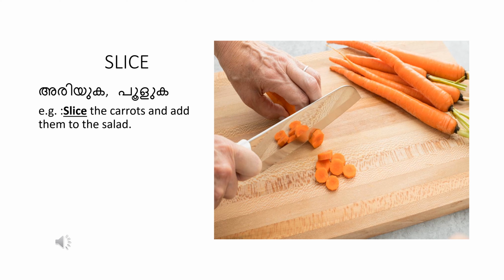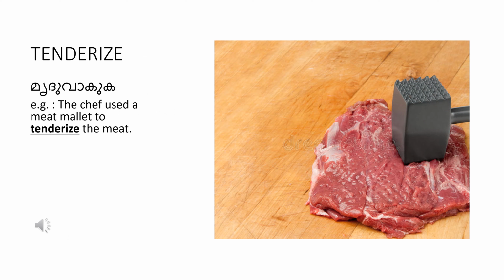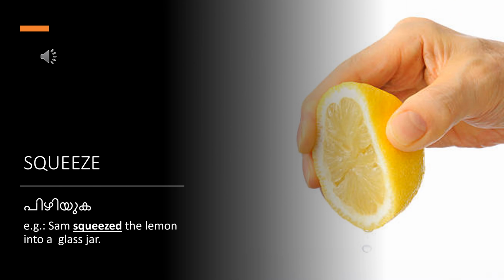Slice. Slice the carrots and add them to the salad. Tenderize. It means to make something tender. The chef used a meat mallet to tenderize the meat. Squeeze. Sam squeezed the lemon into a glass jar.